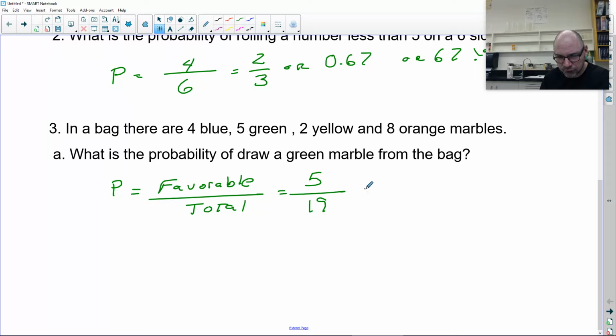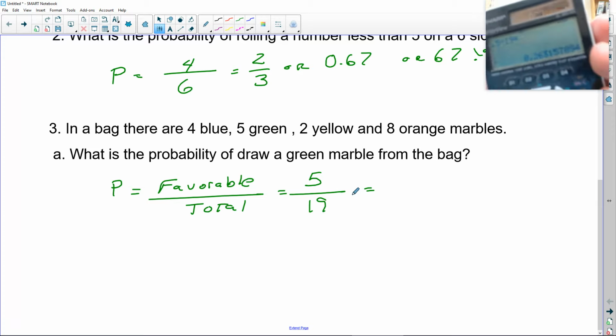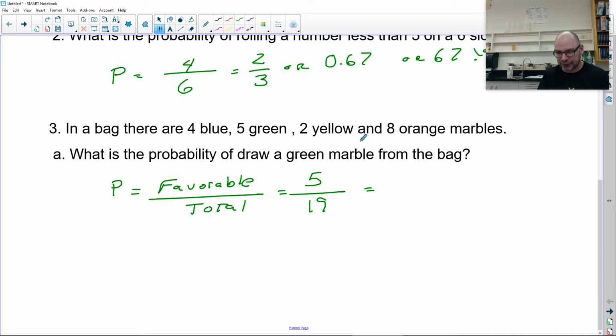So if we wanted that as a decimal, we would divide out 5 divided by 19. So we could do that on our calculator. Okay, that gives us a decimal number of 0.263 with a little bit after. So if we just go 0.263, and if we change that to percentage by multiplying by 100, we could say it's 26.3% that you're going to get a green marble.